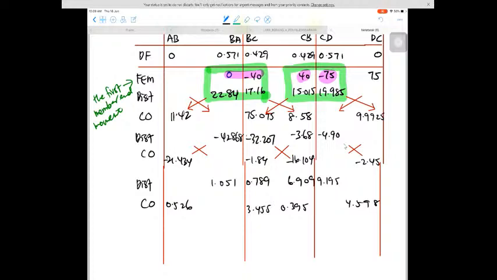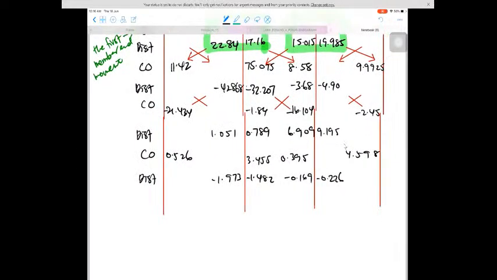Okay, then we repeat again. So the process distribution: 3.455 times 0.571, it is negative 1.973. 3.455 times 0.429, so negative 1.482. 0.395 times 0.429, we get here negative 0.169. 0.395 times 0.571, it is negative 0.226.